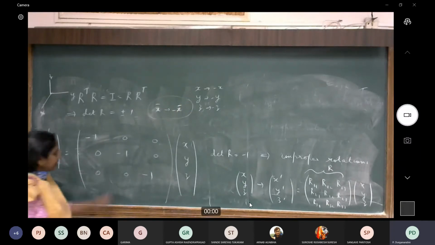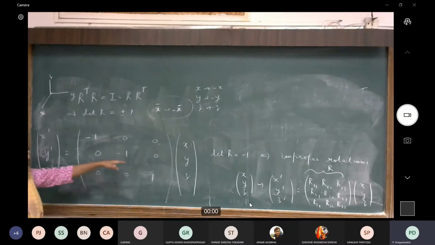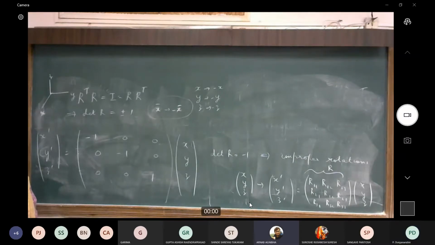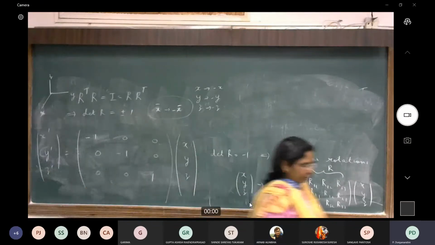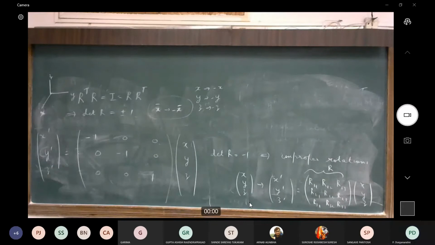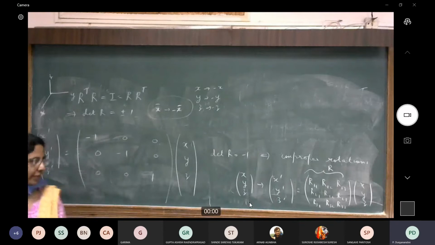But suppose I just did two of them. Only x goes to -x and y goes to -y. Will this satisfy determinant R equal to -1? No. So what you can see therefore is that I have to actually reflect an odd number of coordinates. Either I have to reflect 1 or 3. You can show that this actually corresponds to a rotation by pi about the z-axis.